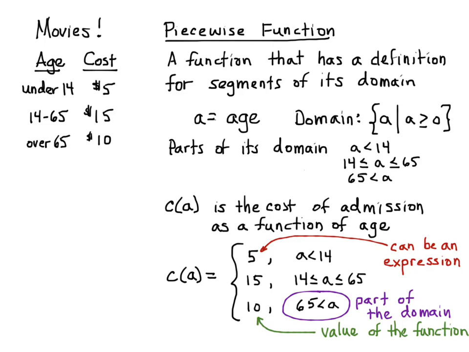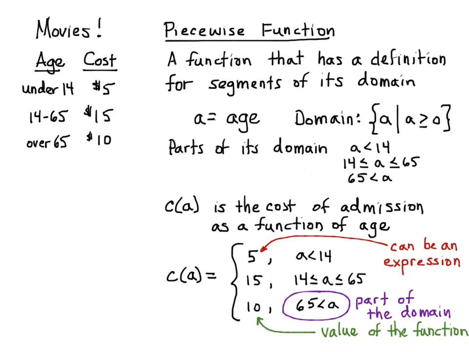And then between 14 and 65, including both of those values, the price is $15. So we put a dot on each of those. And then if you're over 65, it's $10. So it doesn't include 65, but everything over it. And so that's the way you would notate that particular graph. Okay, so each piece is graphed individually.